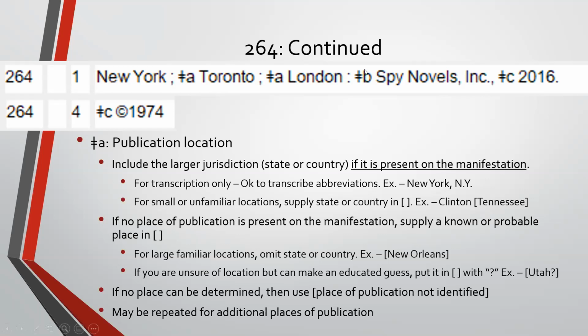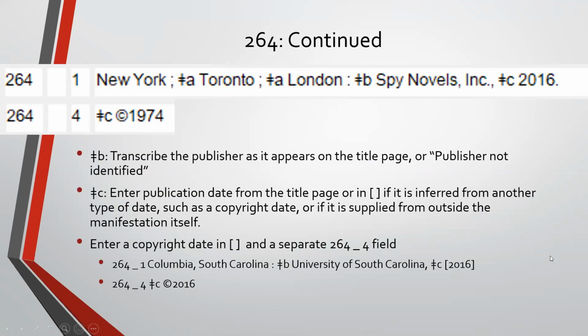And you can repeat additional places of publication with a semicolon and additional subfield A's. If you can't find a place, you can include it in square brackets. If you think you know where something's from but you're really unsure, you can include it with square brackets and a question mark. Our subfield B is our publisher, which you will want to transcribe as it appears on the title page, or enter into square brackets publisher not identified. You might get into this situation a lot more with, say, self-published materials, where there's not necessarily a company behind the publication.